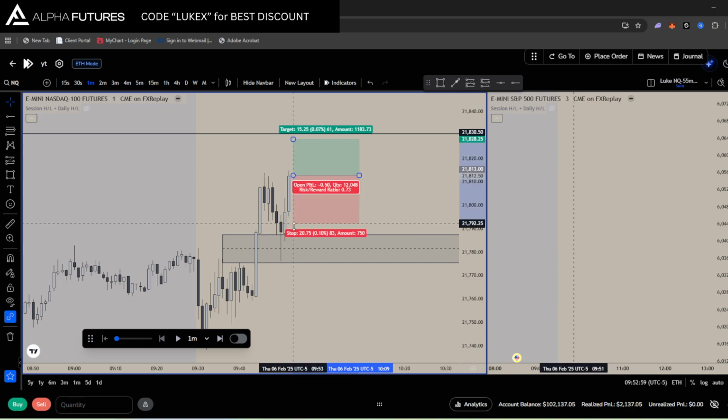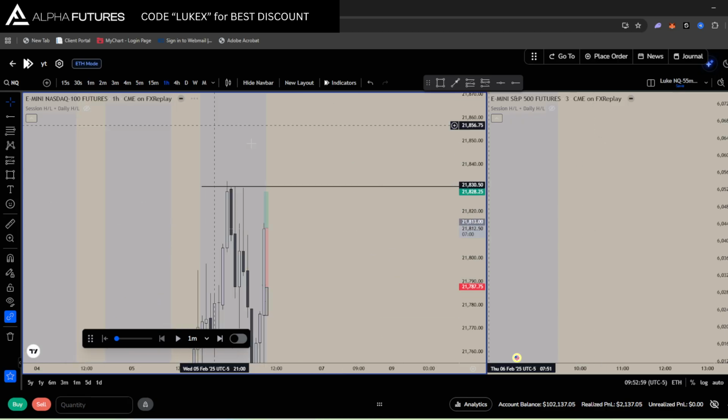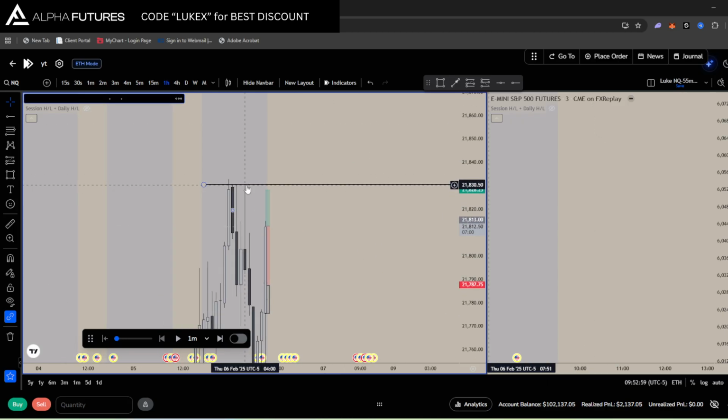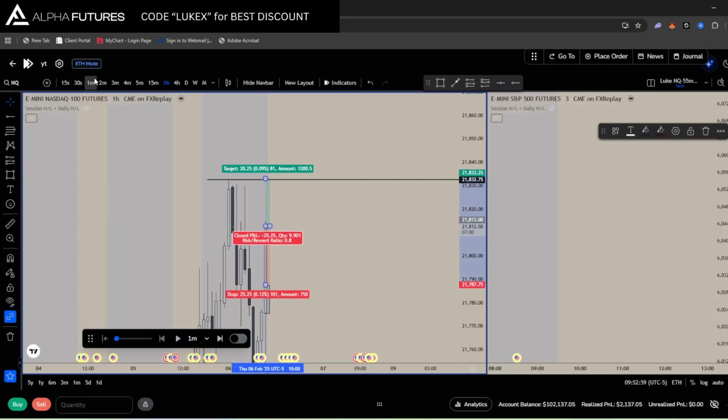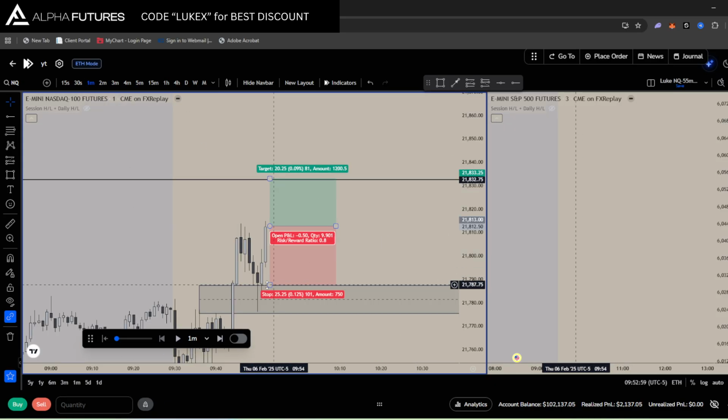Fuck, the only problem is the stop. Hold on here. That's the only problem, is the stop.